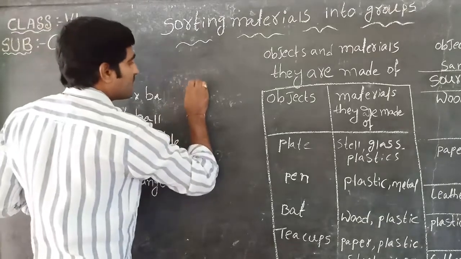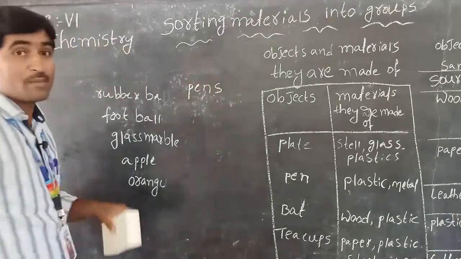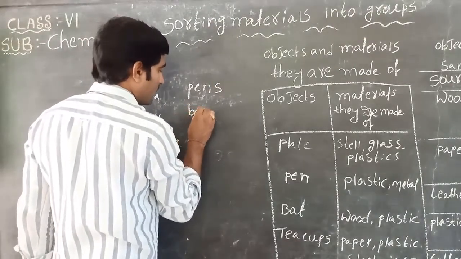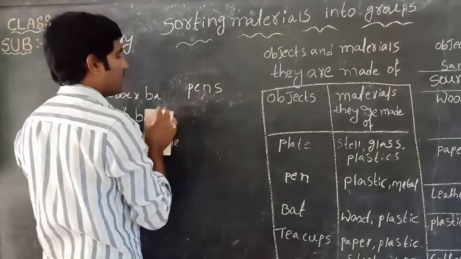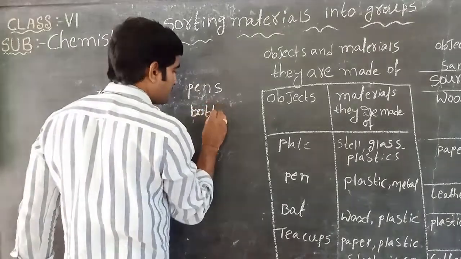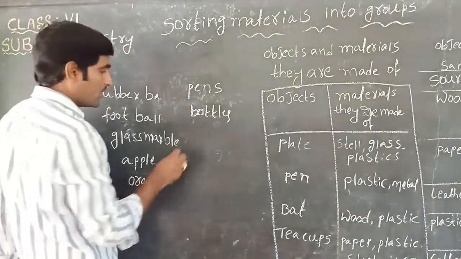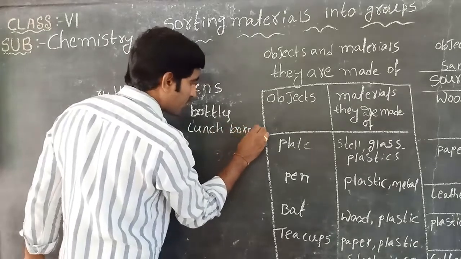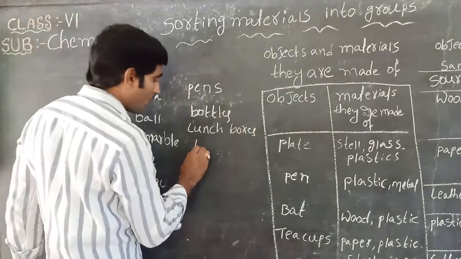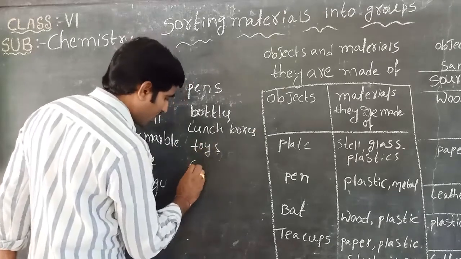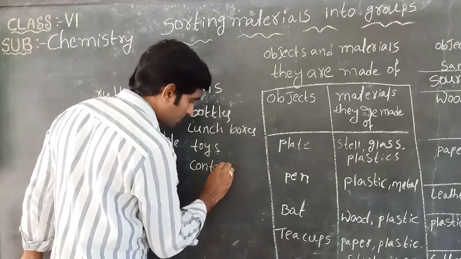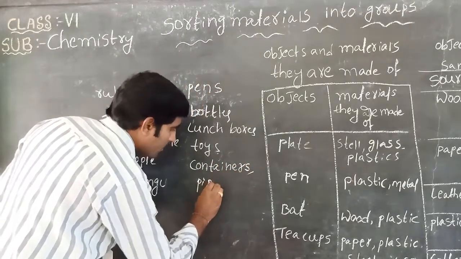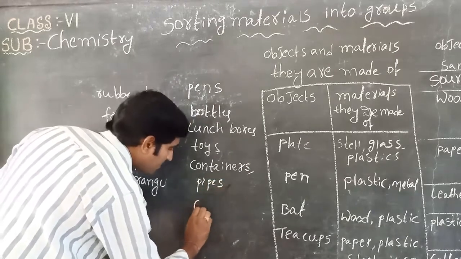Mainly I have seen pens. The cover of the pen is made up of plastics. Next, bottles, lunch boxes, and toys, containers, pipes, shades.